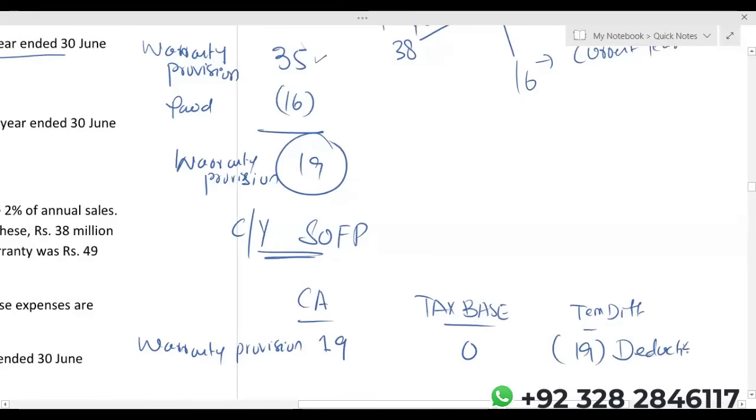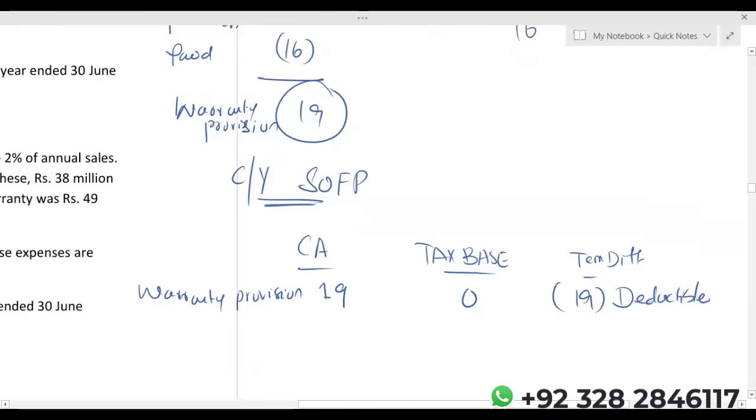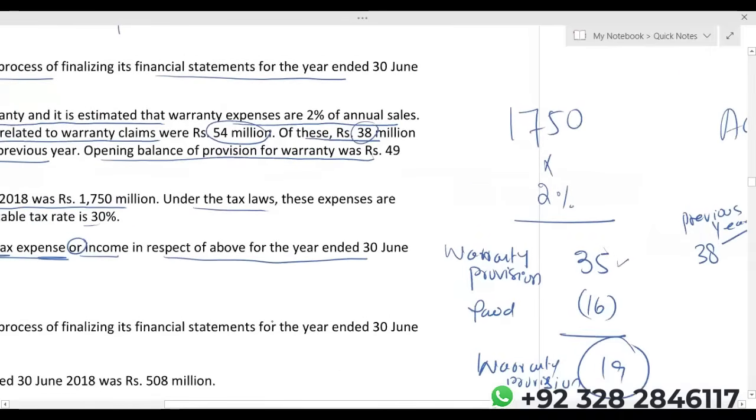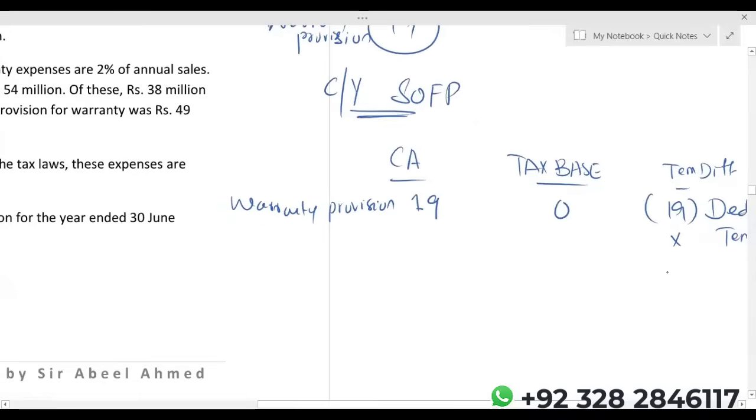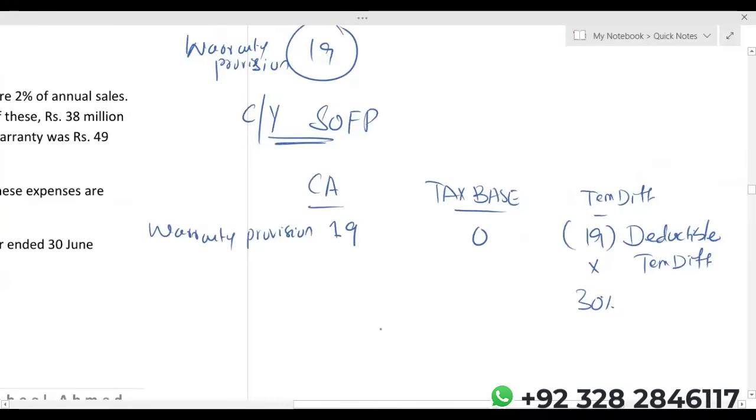I've already explained you. The relationship for liabilities is exactly opposite of asset. Deductible temporary difference. And deductible temporary difference multiplied by tax rate will give you deferred tax asset. This 19 million is a deductible difference. Tax rate is 30%. Just to differentiate the taxable and deductible difference, we represent deductible difference in negative and taxable as positive. Logically, 19 million multiplied by 30%, 5.7 is your closing deferred tax asset.